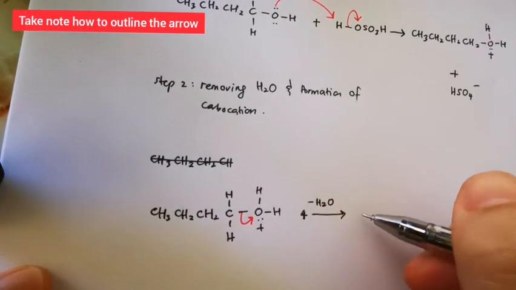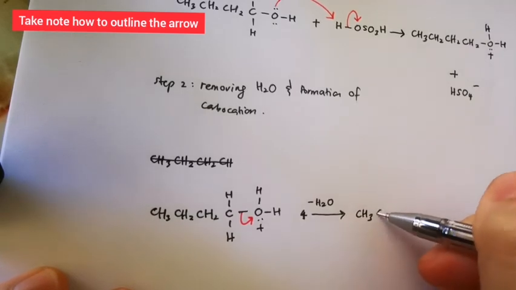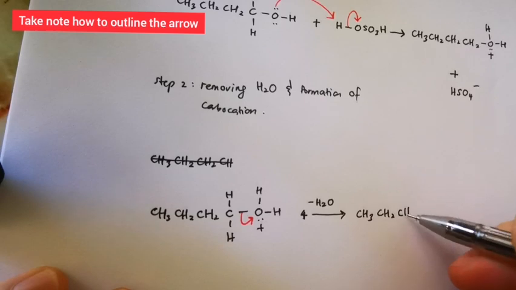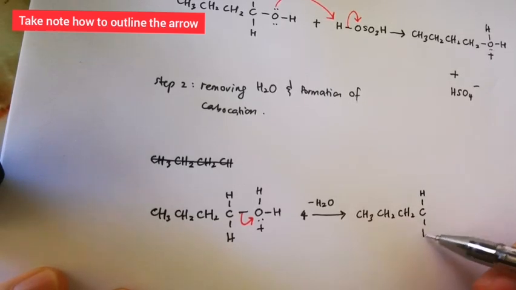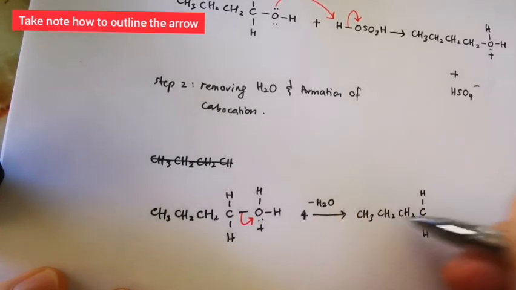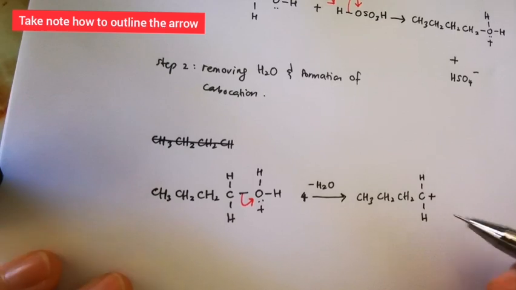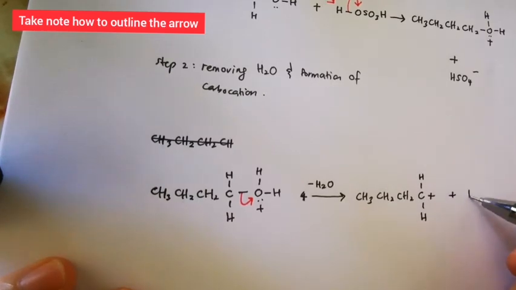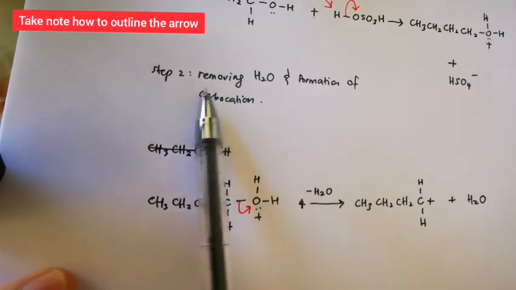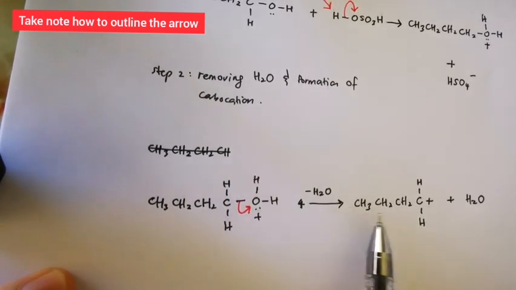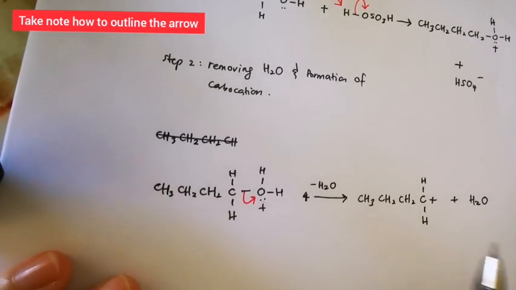Okay, so what happens when the H2O is already out from the ion? So we will have CH2. This C already lost the H2O. Now it has become the carbocation ion, plus H2O. So the second step is removing H2O and also the formation of carbocation ion. That is for the second step.